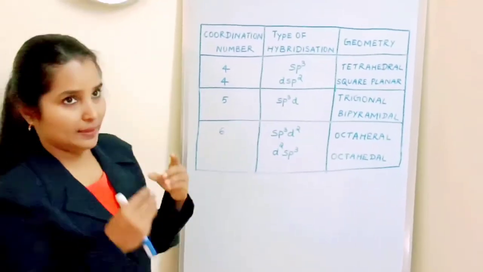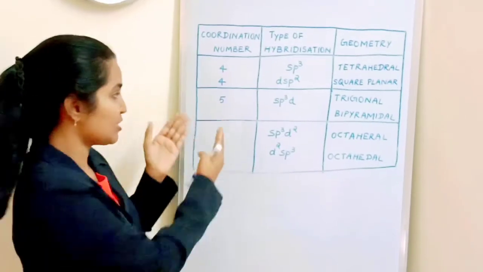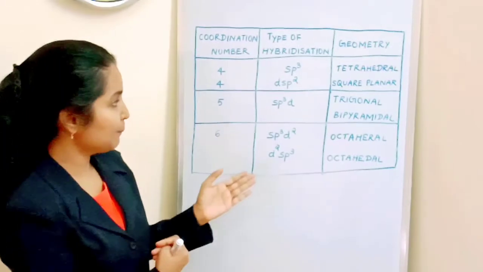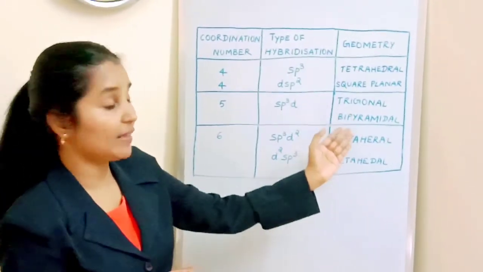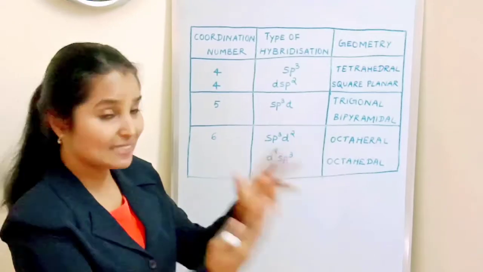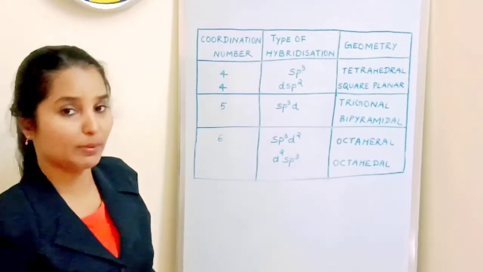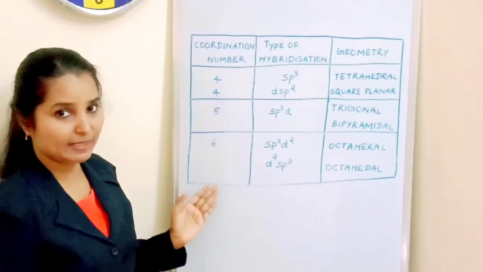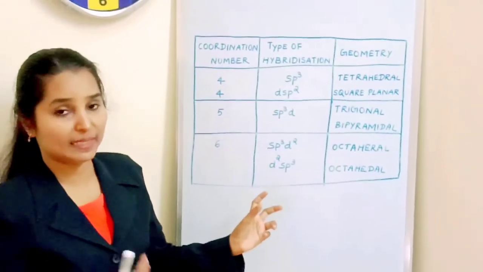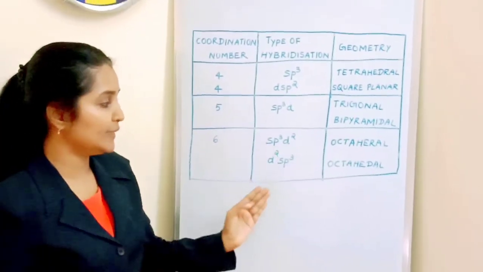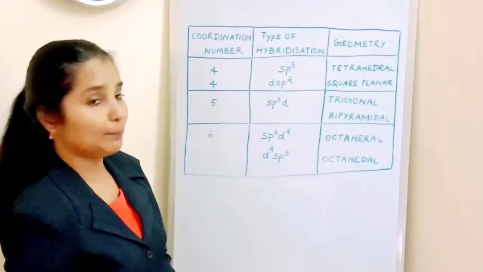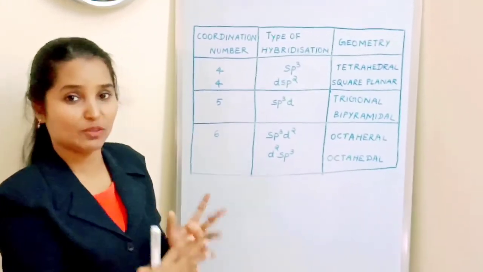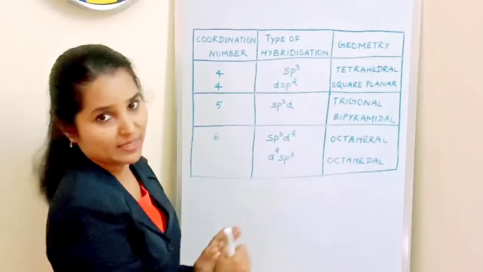If you get a coordination compound with coordination number 5, the expected hybridization is sp3d, so you will get a trigonal bipyramidal geometry. You can easily predict the geometry by looking into its hybridization. If a coordination compound has coordination number 6, you can have two possible hybridizations, sp3d2 and d2sp3. And the predicted geometry will be octahedral. You know this already, and you can make it very clear by using hybridization.